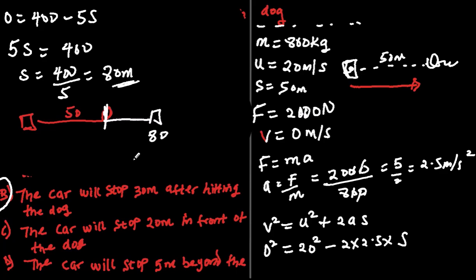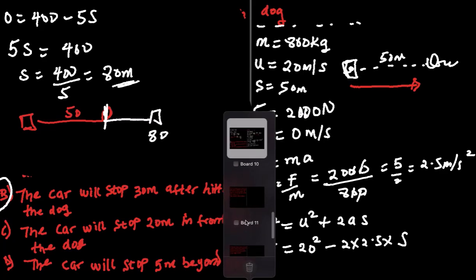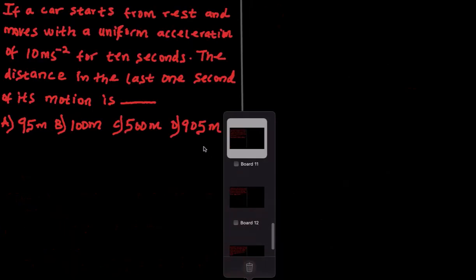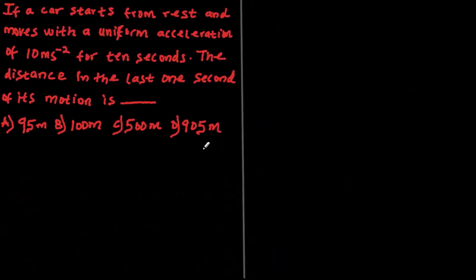It's a really interesting one. Now let's go to the next question. We're almost done. I just want to give you enough practice questions so that you're going to have adequate knowledge. Now, if a car starts from rest and accelerates with a uniform acceleration of 10 meters per second squared. So acceleration is 10 meters per second squared. Then this car accelerated for 10 seconds.